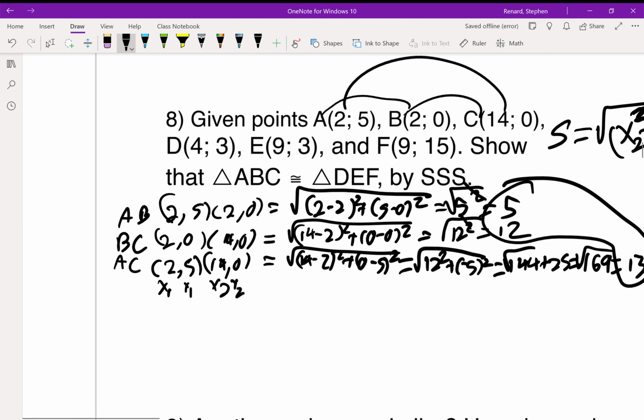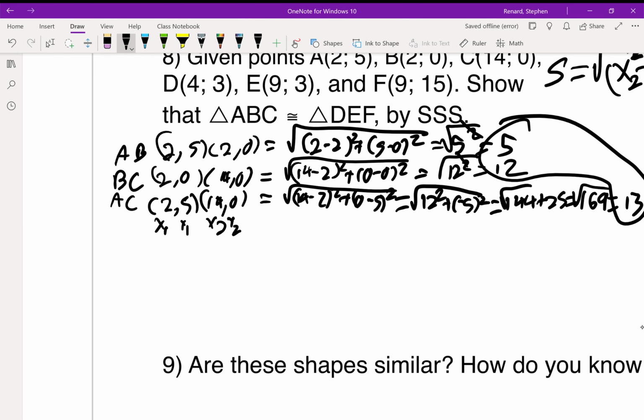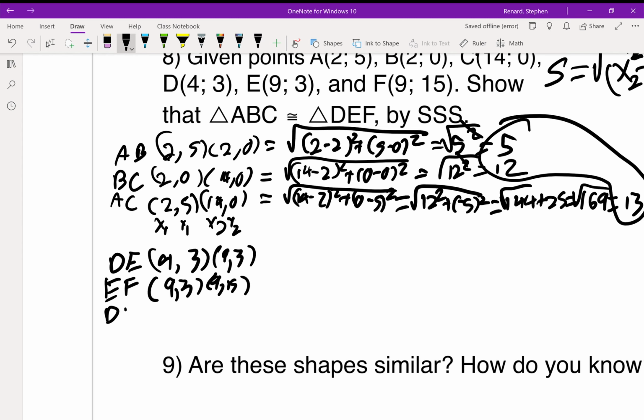Now we need to do the same thing with DEF. We have DE, which is going to be (4, 3) and (9, 3). We have EF, which is going to be (9, 3) and (9, 15). And then we have DF, which is going to be (4, 3) and (9, 15). So here again, this is going to be my x1, y1, and this is going to be my x2, y2.